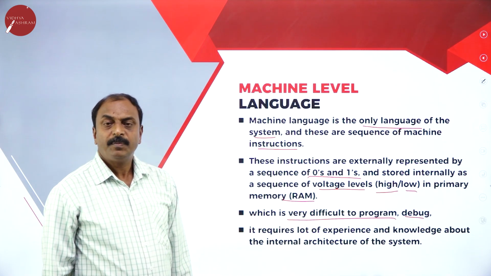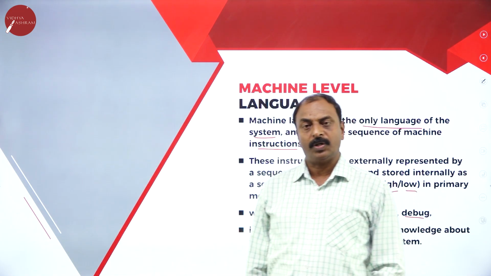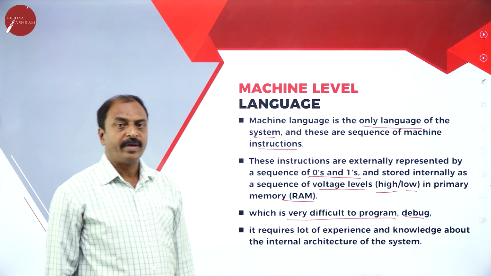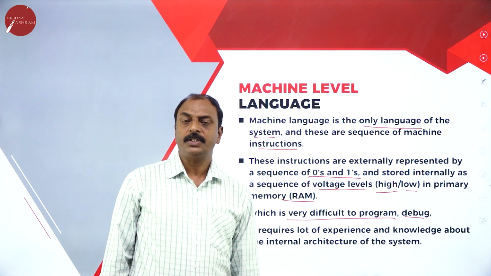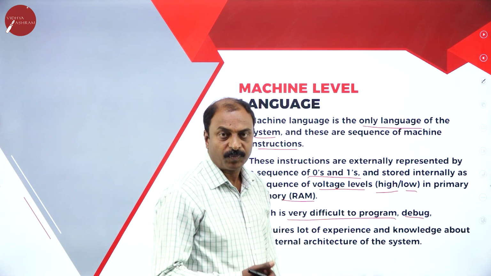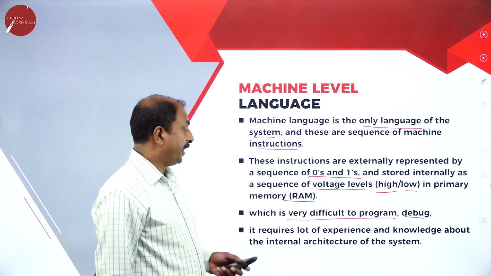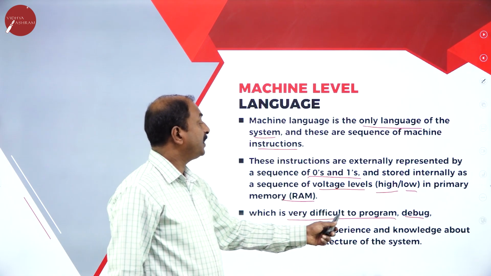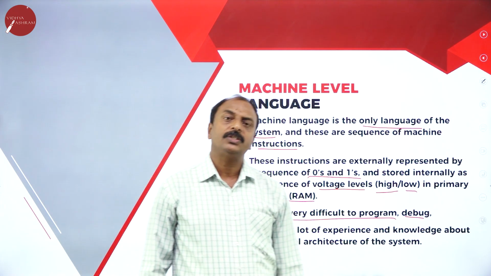Now, to instruct a computer, we need to write a program. So, what is a program? It is nothing but a set of sequential instructions. In order to get things done by a computer, we have to write a program for a specific work or task. If you want to write a program in machine level language, it is very difficult because it is a combination of zeros and ones.